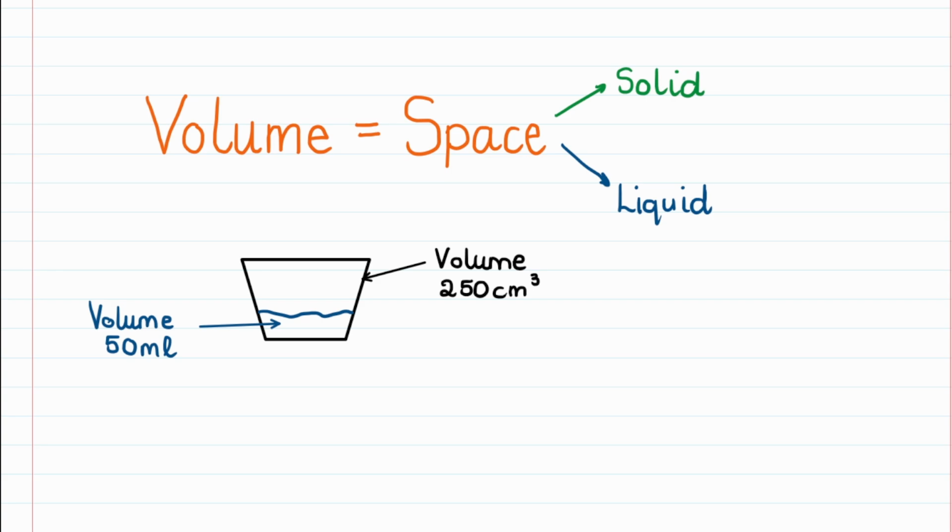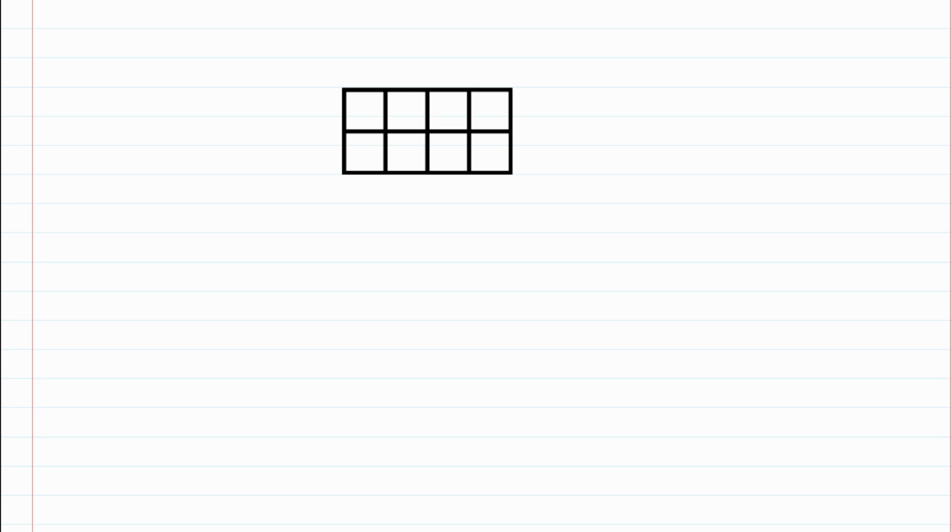Okay, but hang on a second. Why is there volume in milliliters and volume in centimeters cubed? Well, to explain this, let's dial it back for a moment. When we speak about area, we talk about counting the number of squares taken up by a 2D shape. So take this rectangle, for example. It's made up of 2 rows of 4 squares, which gives us 8 squares altogether. This means that this 2D shape takes up 8 centimeters squared of space.